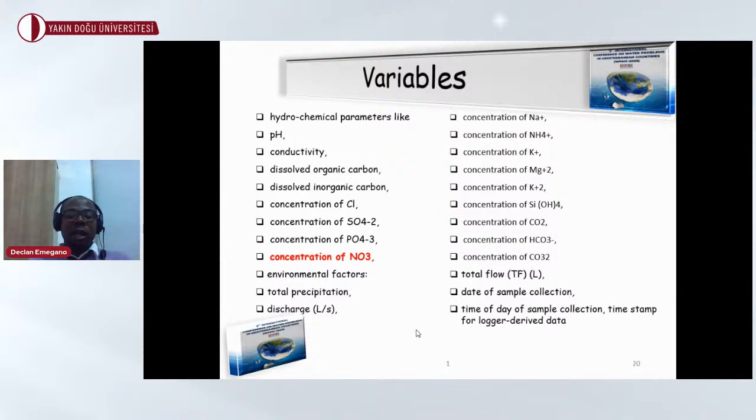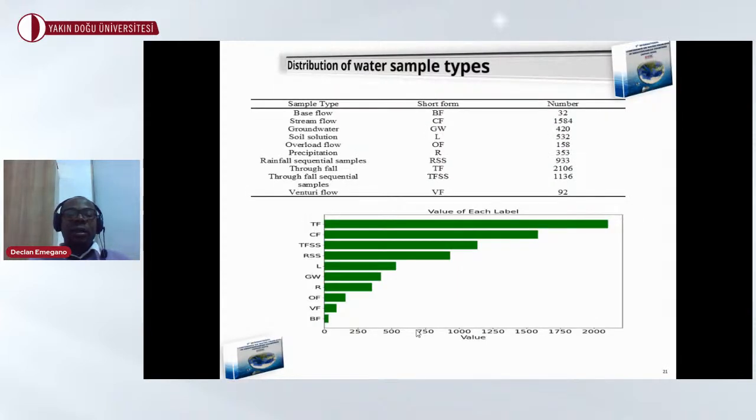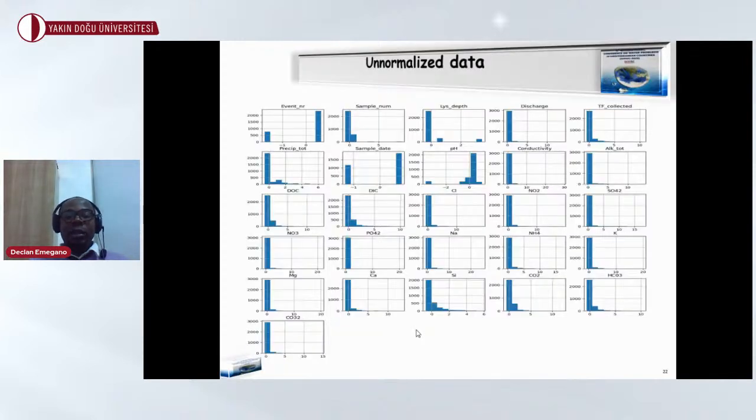So when we decided to work on the concentration of nitrate, which is the most abundant contaminant on Earth, we ran the correlation analysis and chose nitrate as our target. So this is how these water sites are distributed in this study. We have the soil solution and overland flow, and statistically, you can see that TF, which is the throughfall water, has the highest number of samples being used. So we prepared the data by normalizing it.